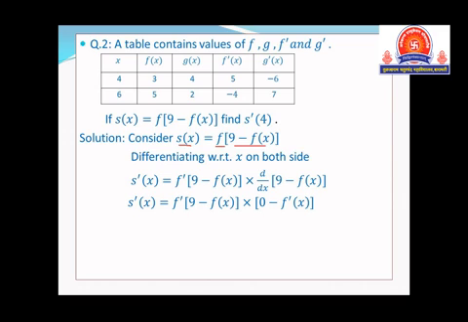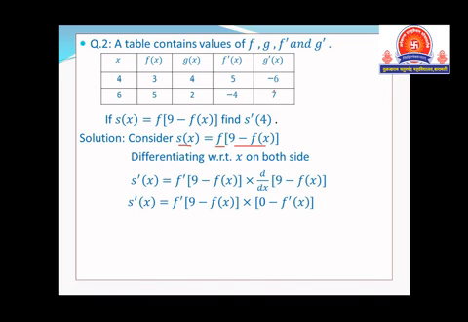Derivative of 9 minus f of x is nothing but derivative of 9 is 0 and derivative of f of x is f dash of x. Remaining part take as it is. Now we want here s dash of 4 again. So how to find s dash of 4?